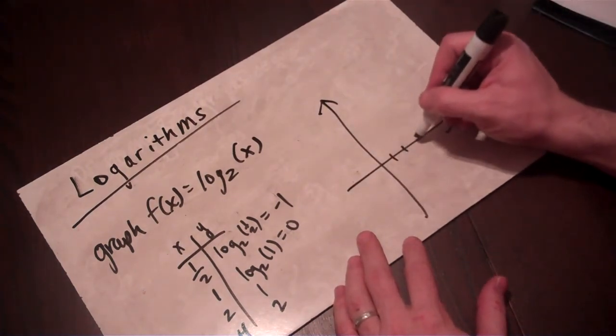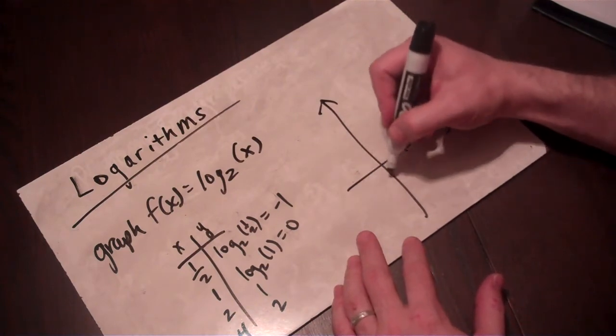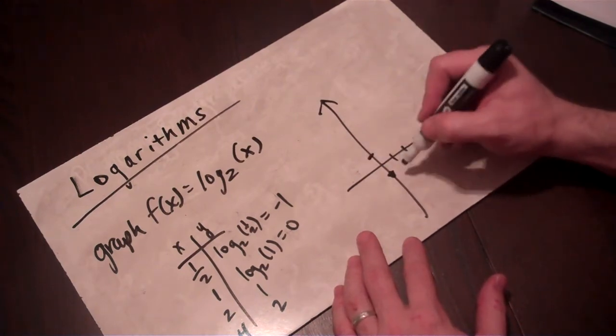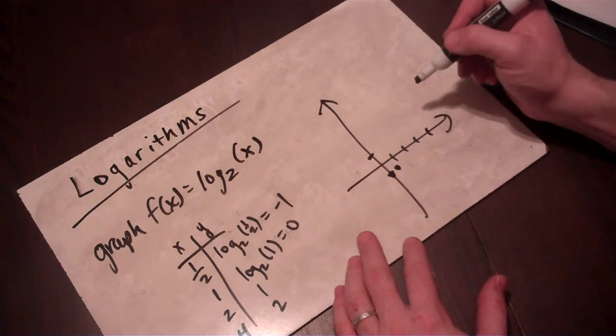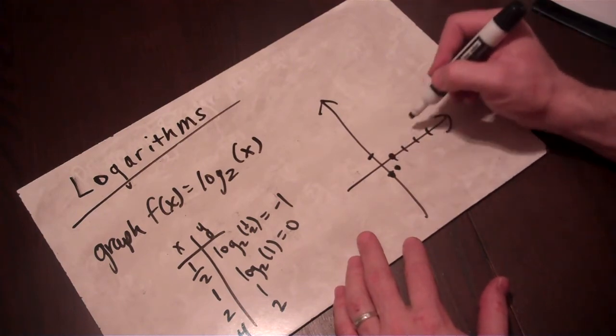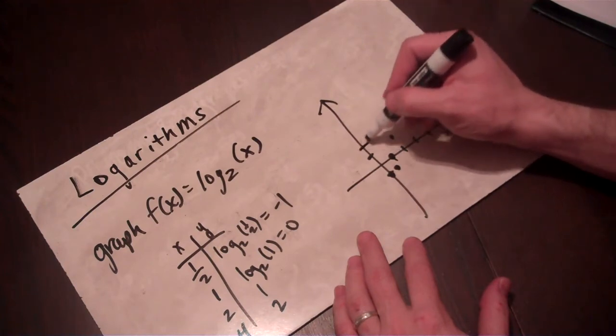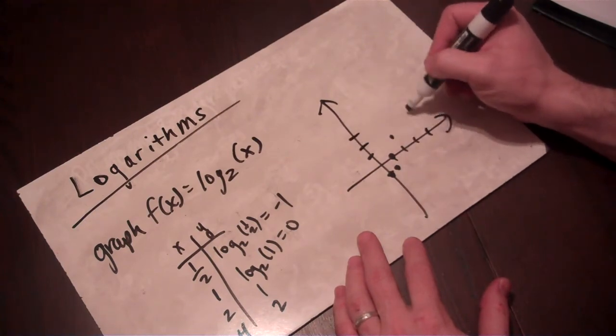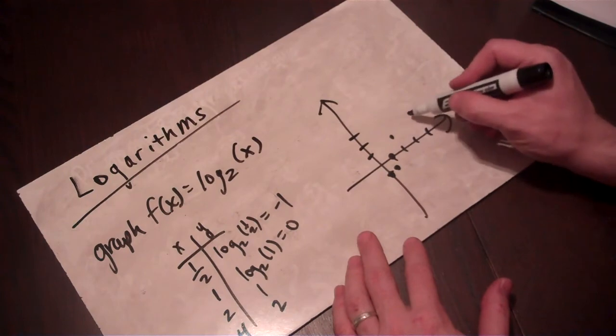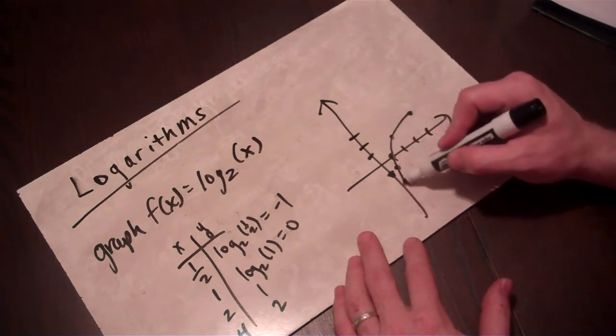So the point is that on your x-axis, at 1/2 you should be putting -1. So 1/2 would be -1. At 1 you should put 0. At 2 you should put 1. And at 4 you should put 2. And so it ends up looking something like this.